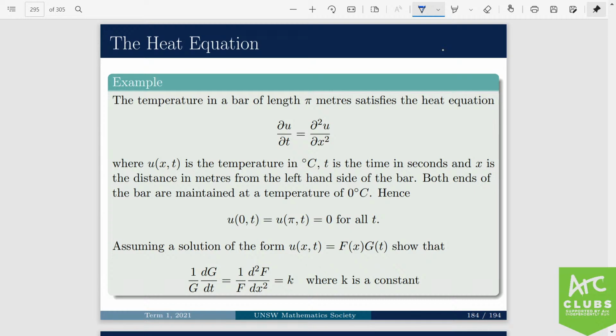Cool, let's jump on in. So the temperature in a bar of length pi meters satisfies the heat equation du/dt is equal to d squared u over dx squared.